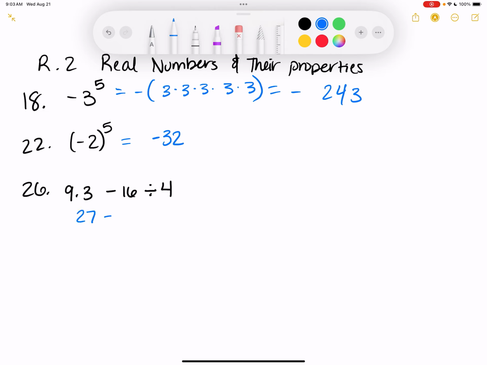Then I'm going to do the minus sign. What's 16 divided by 4? 4. So it's always left to right, just whichever one comes first. And then finally we can do the minus, so 27 minus 4 is 23.